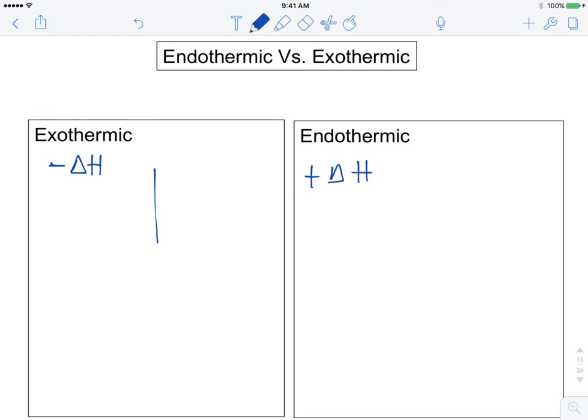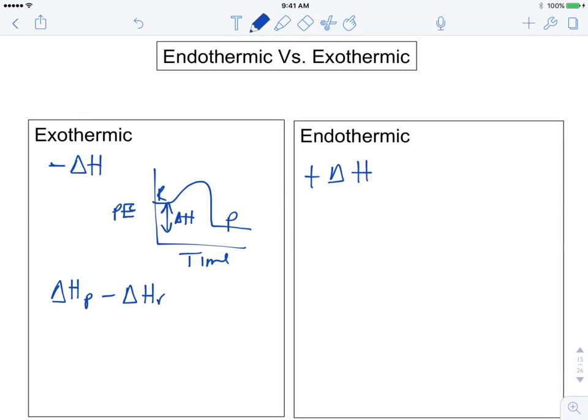You might remember these graphs, which we'll do again later on in the year, but just to bring them up here, you have these potential energy diagrams where you have this delta H value. This is potential energy, this is time. Notice that this delta H, the products minus the reactants, is negative. And so the change in enthalpy of the products minus the change in enthalpy of the reactants will give you the change in heat of your reaction.